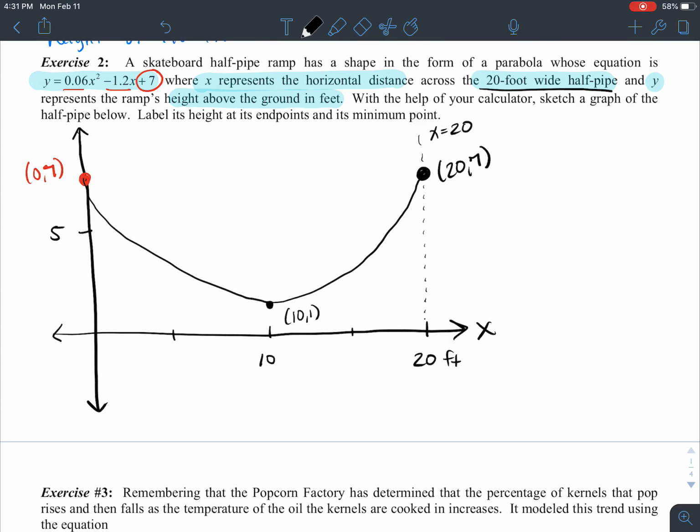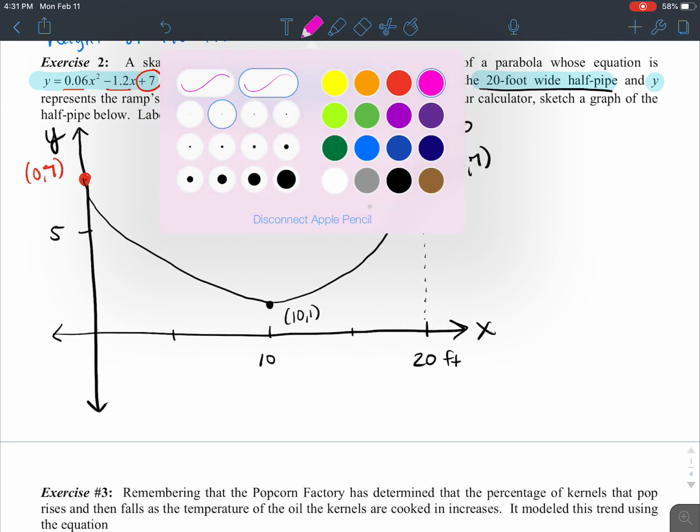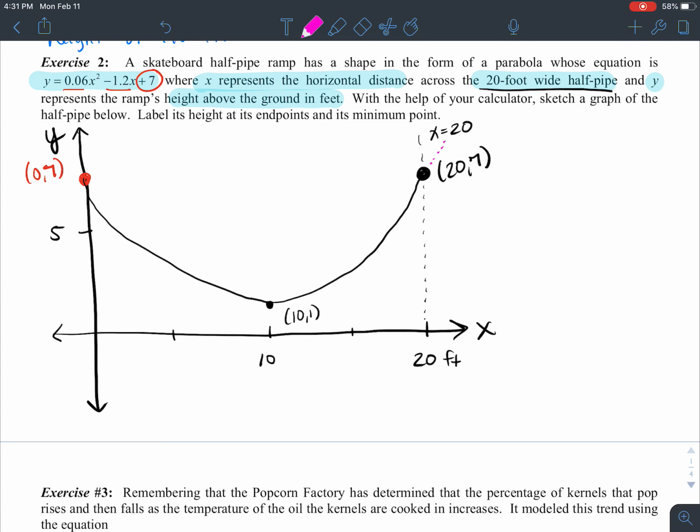So the y here is my height above the ground. The x is the horizontal distance. I have a minimum at (10, 1), and I have endpoints at (0, 7) and (20, 7). So the parabola continues here. It's going to continue up in this direction, but the half pipe doesn't. So this is all we need. We sketch on the interval from 0 to 20.